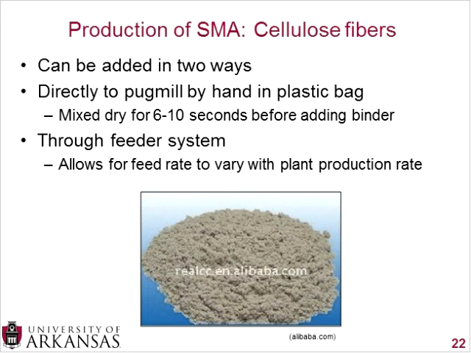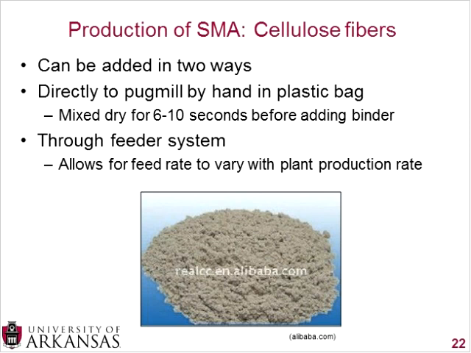Now for the cellulose fibers, these are the fibers that help prevent drain down. They can be added in two ways if you're using a batch plant. A lot of times these fibers come in like 50-pound or maybe 30-pound bags. You can simply toss one of those bags into a pug mill. The pug mill will rip it apart and mix it all up. And if you mix it dry with the aggregate for about 6 to 10 seconds, they'll be pretty evenly distributed in your aggregate. You can add the binder and then mix it all together.